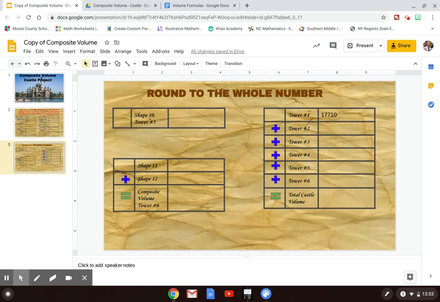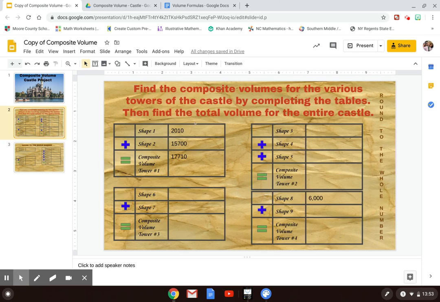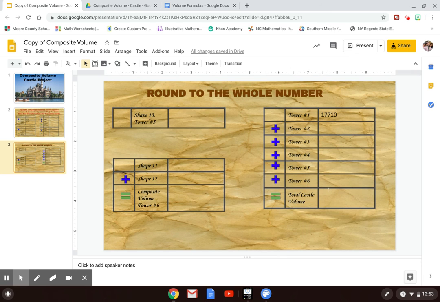Okay, so find the volume, add them together, which gives you your composite volume, and then add all your composite volumes to get the total castle volume. So again, this is due Wednesday.